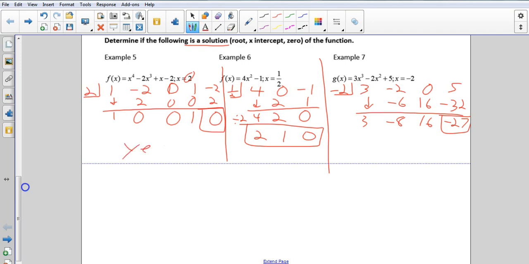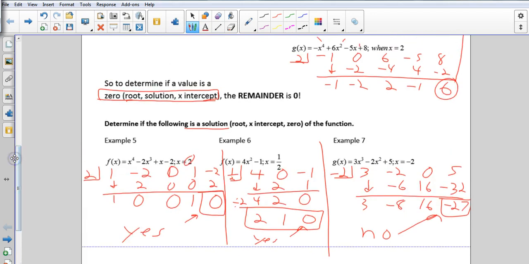So going back, we have yes, because of our 0. We have yes, because of our 0. And we have no, because we have a remainder. And once again, up here in big bold letters, to see if it is a solution, the remainder must be 0.